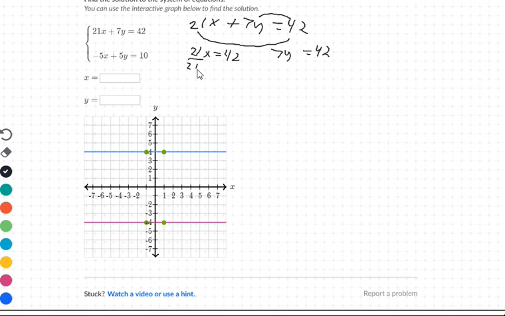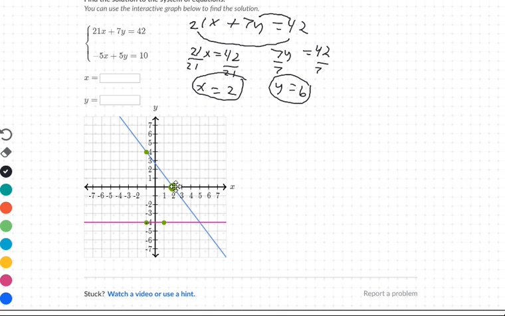Now you want to divide both sides by 21, so x is 2. Divide both sides by 7, so y is 6. So we want to put this at 2 on the x, which is here. We want to drag this to 6 on the y. So there's our line graph.